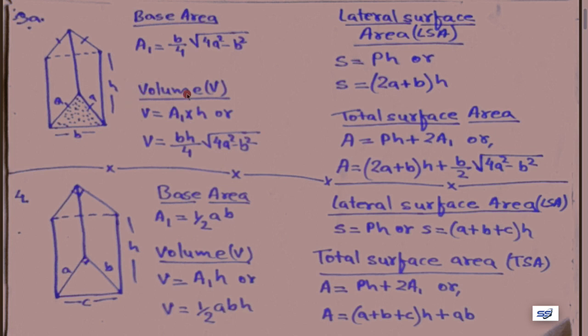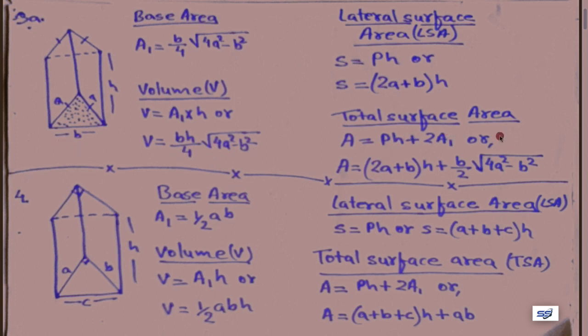Now here, volume is denoted by V. V is equal to A1 area 1 into height, or V is equal to b into h whole upon 4 into root under 4a square minus b square. This is the formula for finding the volume of this prism.